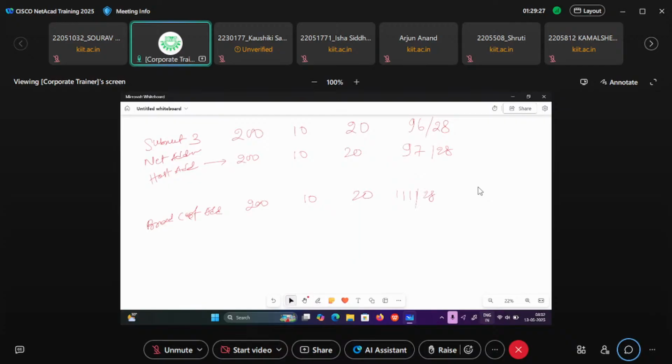And the next subnet will start. If you write subnet 4, what will be the IP? 200.10.20.112. But what about the subnet mask? I can't write that directly here, because as per the host requirement a new CIDR value will come. So you can put a question mark here. That will be calculated in the next case, right?